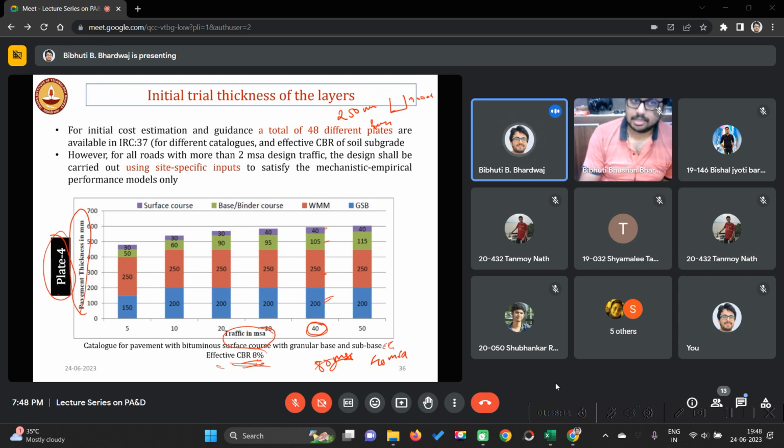Okay, but IRC 37 says that if the traffic is more than 2 MSA, that means যদি rural roads নহয়, okay, in that case তুমি এনেকৈ ডাইৰেক্ট উলিয়াব নোৱাৰা। This is wrong. In IRC 2001 version তাতে তোমাৰ ডাইৰেক্ট উলিয়াইছিলে, but now it's not like that.